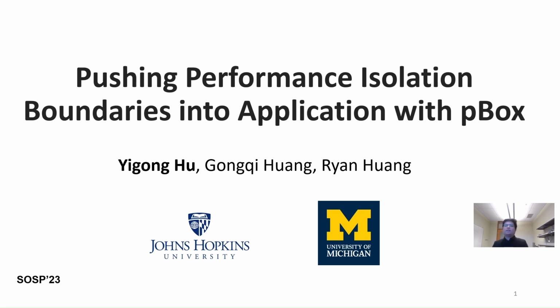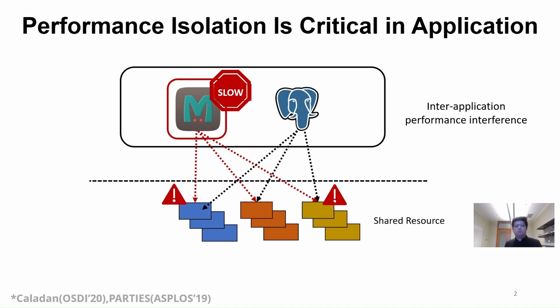Providing performance isolation is crucial in multi-application environments to ensure that each application can maintain a consistent and predictable performance. Inter-application performance interference, which comes from contention for shared system resources, has the potential to introduce unpredictable performance regression. To address this issue, decades of work have focused on ensuring that applications running on the same system can coexist without significantly degrading each other's performance.